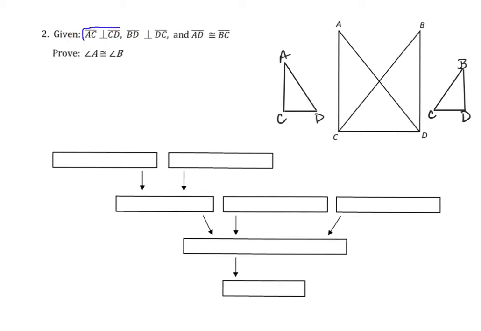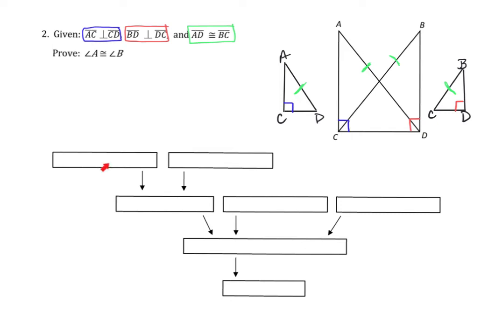So we have that segment AC is perpendicular to segment CD. So AC is here, CD is here, and if they're perpendicular, that means there's a right angle right there. Then we have BD is perpendicular to DC, so that would be a right angle right there. And respectively, this is where they would be in the overlapping triangles. Last, we have that segment AD is congruent to segment BC. So in the overlapping diagrams, it would be there.